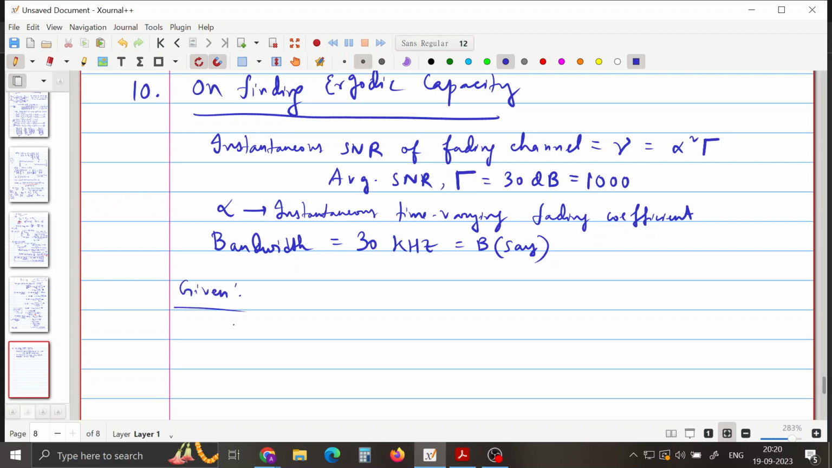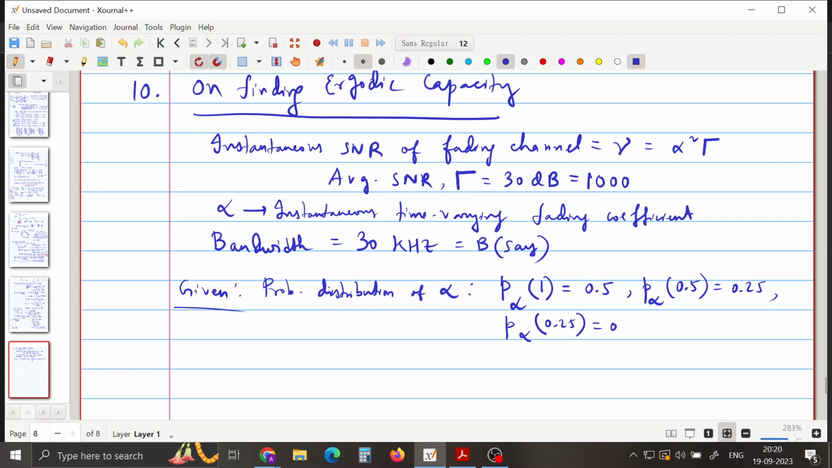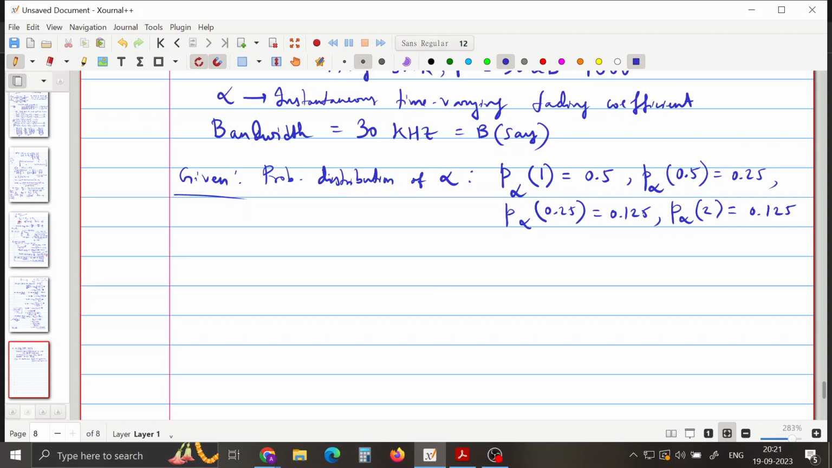Given the probability distribution of alpha: the probability with which alpha takes the value 1 is 0.5, the probability with which alpha takes the value 0.5 is 0.25, the probability with which alpha takes the value 0.25 is 0.125, and finally the probability with which alpha takes the value 2 is 0.125. This distribution is given.